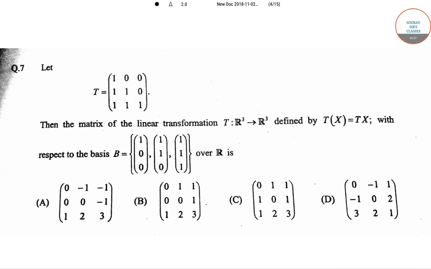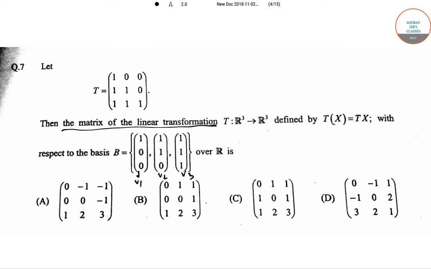The next question is, let T be equal to 1, 0, 0, 1, 1, 0 and 1, 1, 1. Then the matrix of the linear transformation defined by T(x) is equal to T(x) with respect to the basis B is equal to 1, 0, 0, 1, 1, 0 and 1, 1, 1 over R is, we have been given the matrix T. Now let 1, 0, 0 be V1, 1, 1, 0 be V2 and 1, 1, 1 be V3.